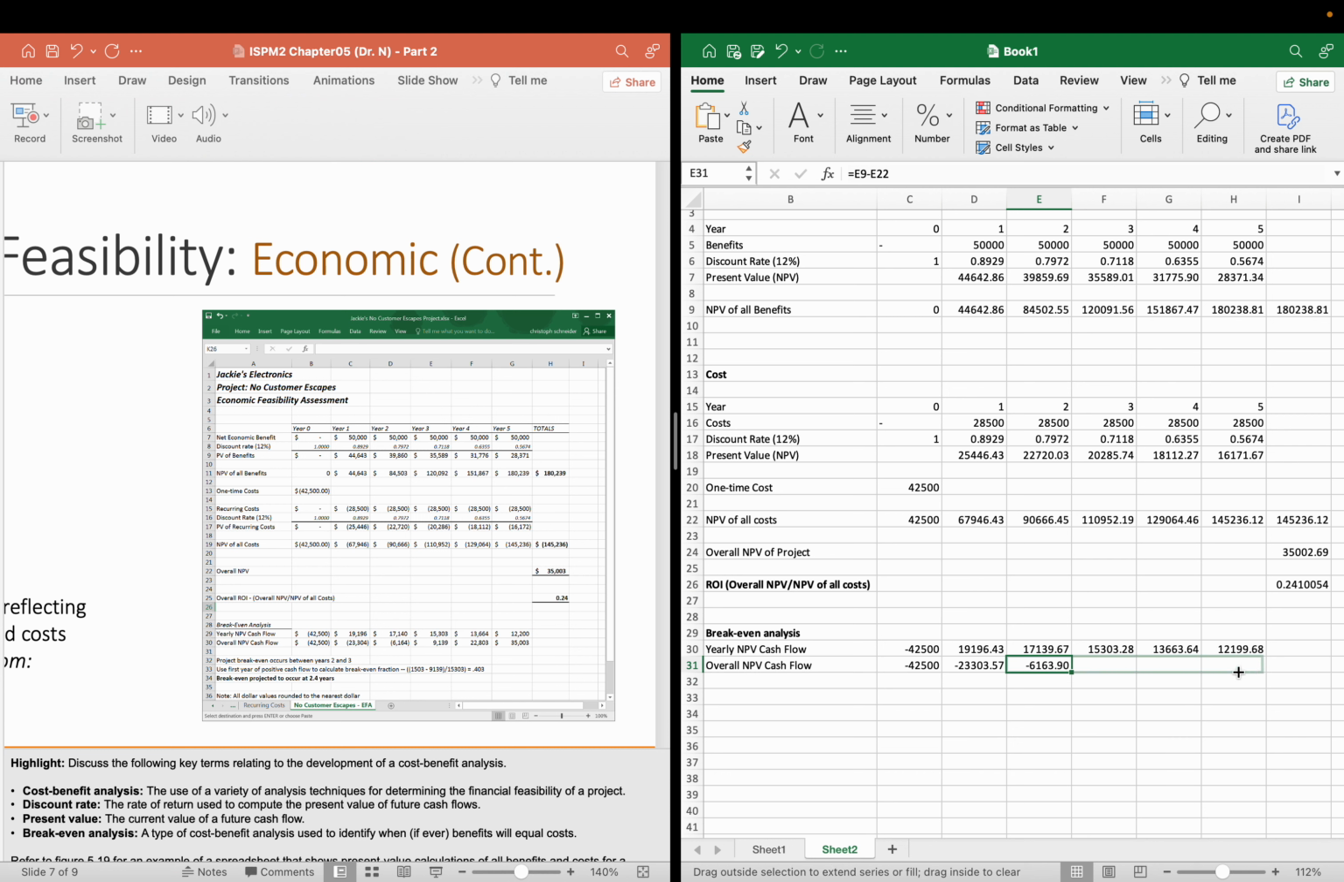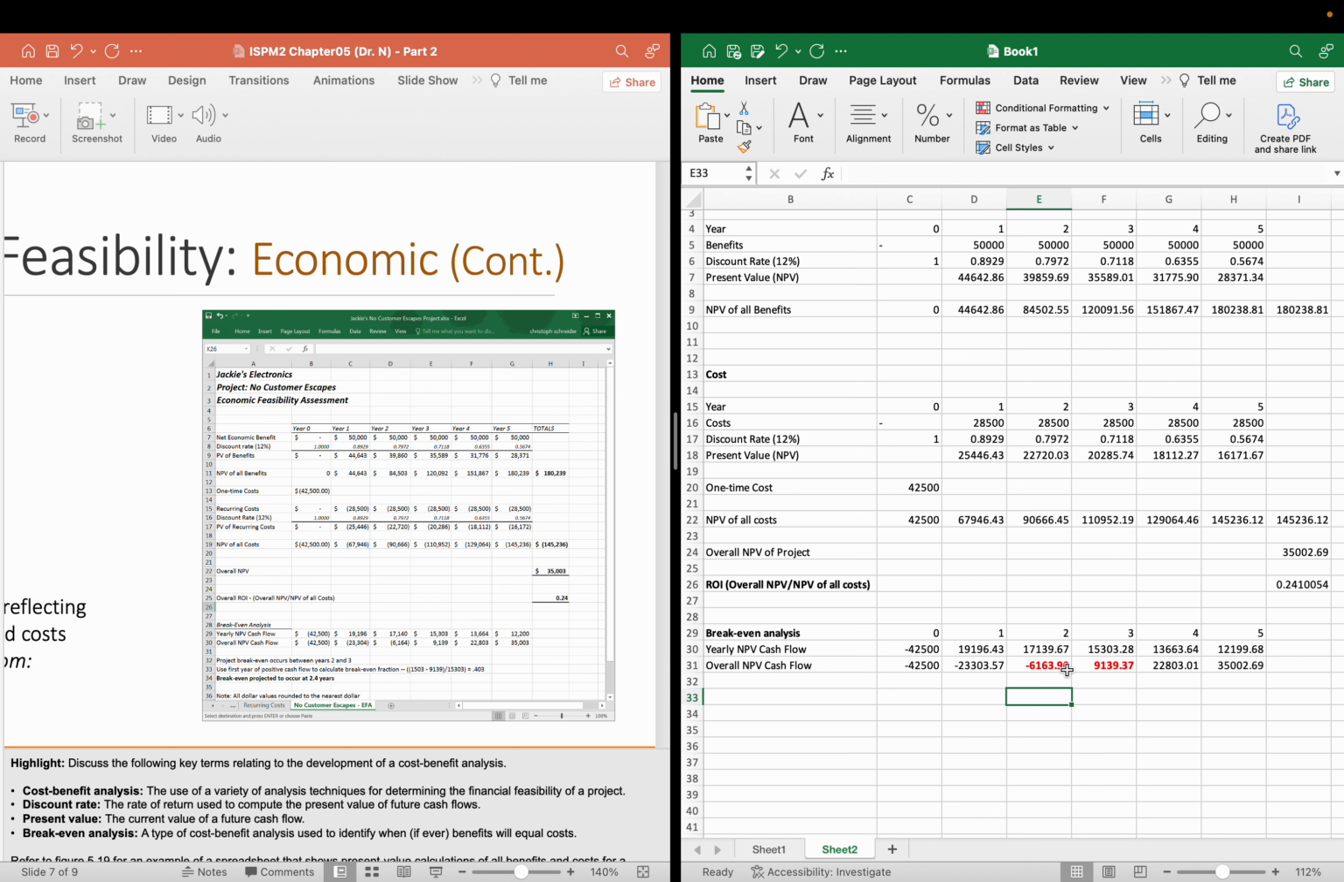If we keep doing that, at some point right here, we can see the change in the overall cash flow. Here we had a negative overall cash flow in year two. Remember, this is year zero, this is year 1, 2, 3, 4, 5. In year three, now we have a positive cash flow. So we can figure out that right here we have the break-even point, because we turned from a negative overall cash flow to a positive one.